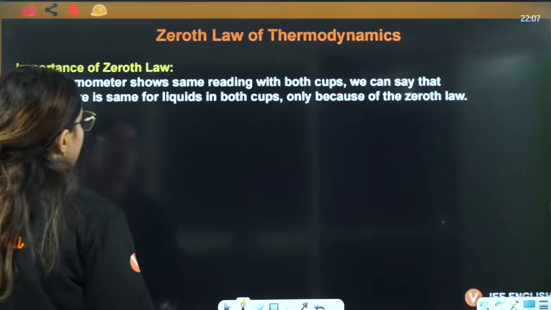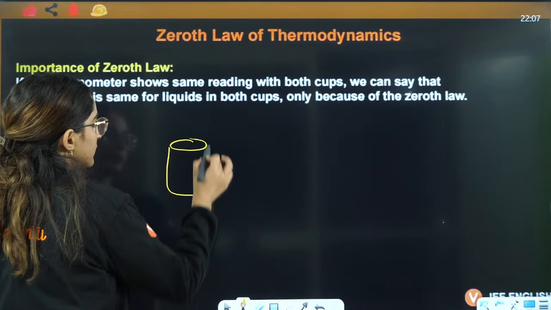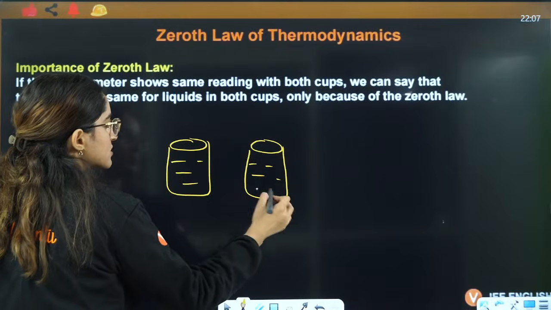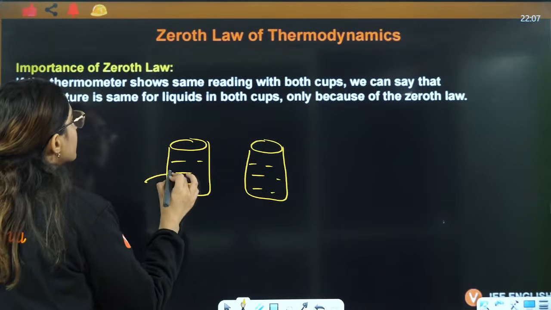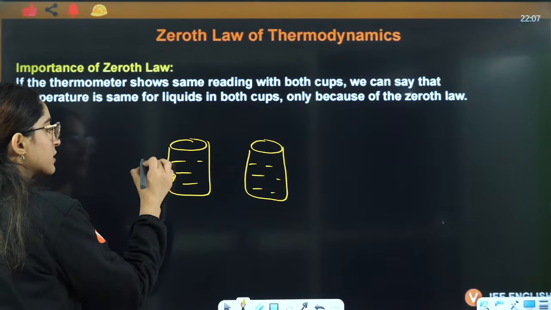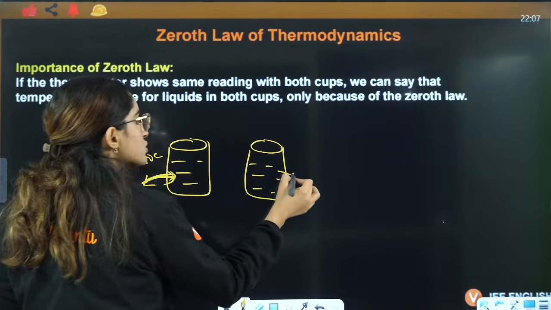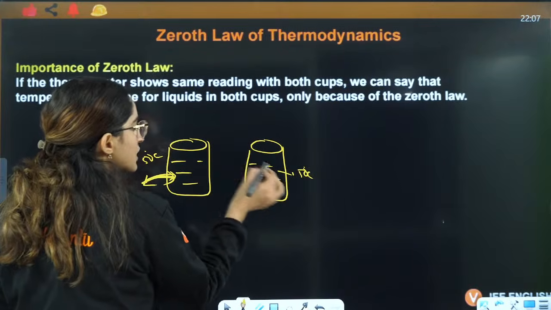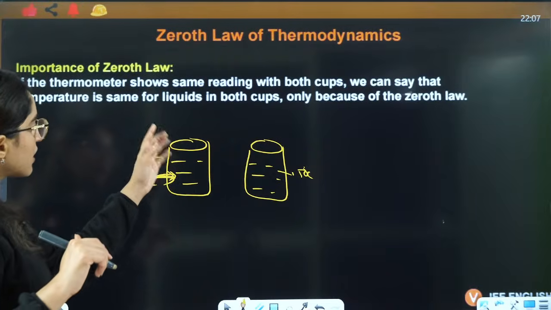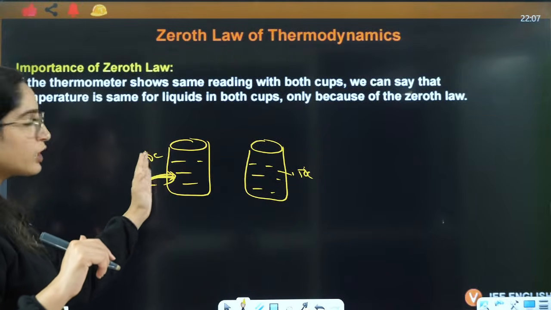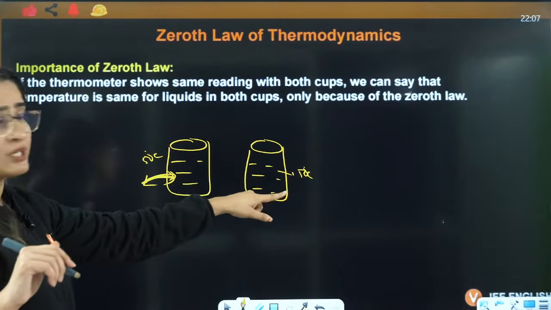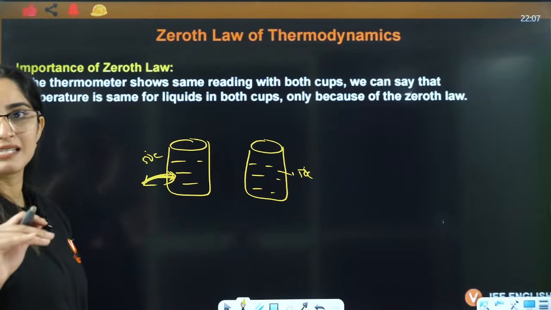See, you have cup number A, there is water in this. You have cup number B, there is water in this, right? The thermometer is showing the same reading here. Let's say here it is showing 50 degrees, here also it is showing 50 degrees. That means these two are in thermal equilibrium with each other, because this is in thermal equilibrium with the thermometer, and this is in thermal equilibrium with the thermometer. So they both are of the same temperature.